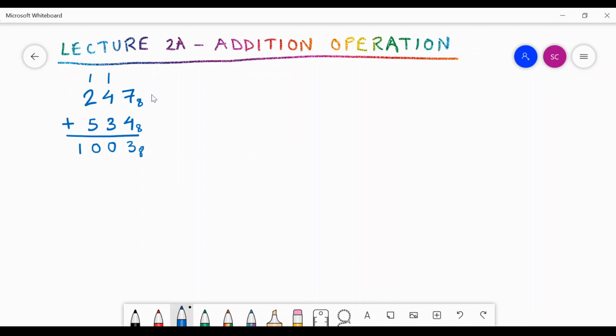You can verify by converting this to decimal numbers: the decimal equivalent of 247, plus the decimal equivalent of 534, adds up to give the decimal equivalent of 1003. You can do the conversion to decimal and verify that this operation holds true. What we needed to do was always keep track of the addition, and whatever value we get, we have to represent it in octal. So this we have to always keep in mind.